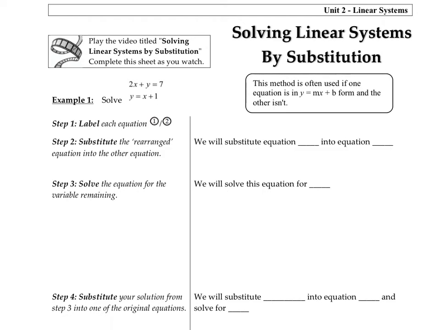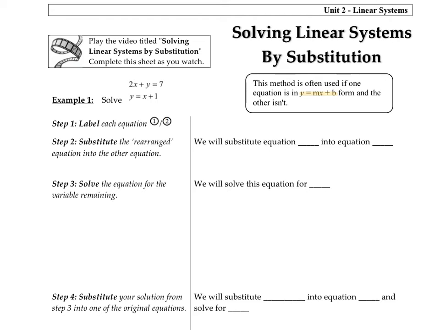So yesterday we looked at solving linear systems by graphing. Now that isn't always the easiest or most efficient method to use. So there are two types of algebraic methods for solving, and the first one that we're going to look at today is substitution. Now there are different scenarios where you want to use substitution. One of them is when one of the equations is in the form y equals mx plus b.